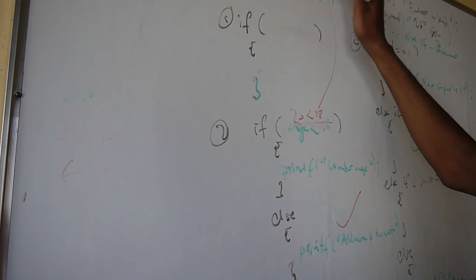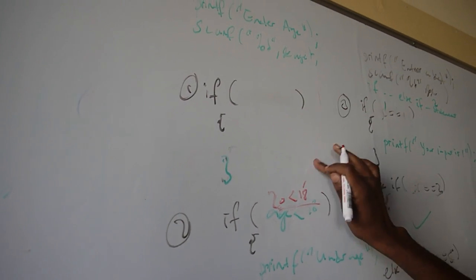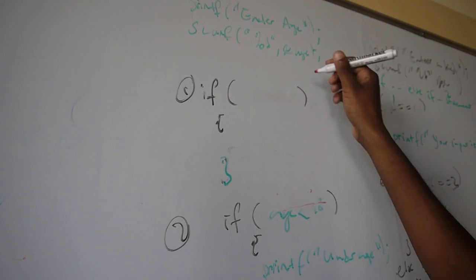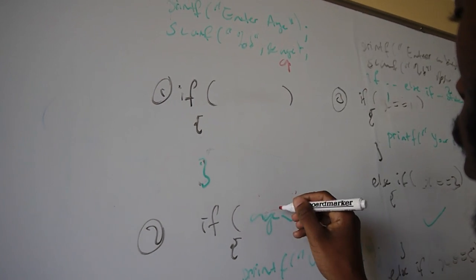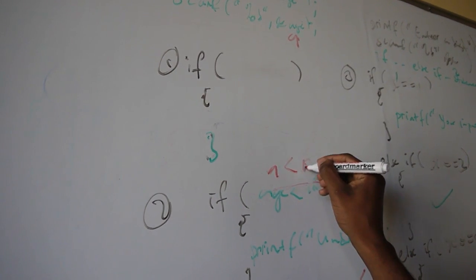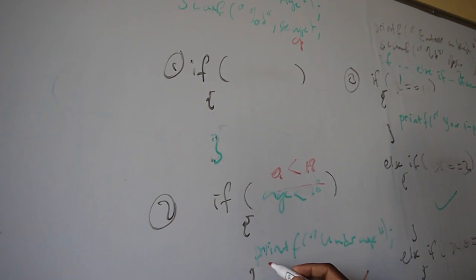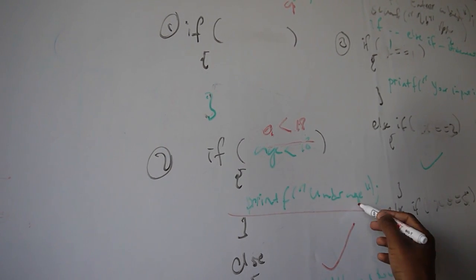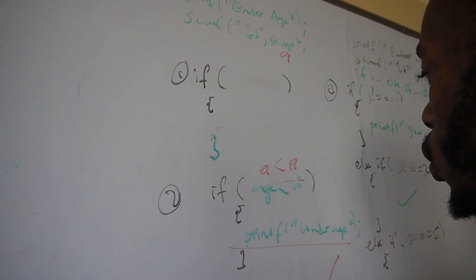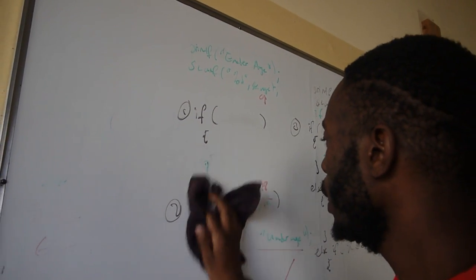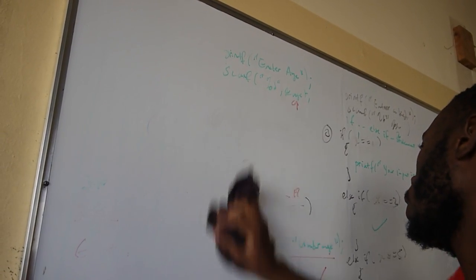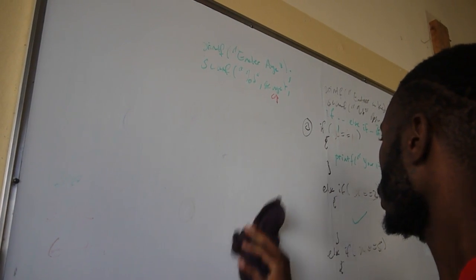But if the user enters maybe 9 years, then 9 is less than 18. So the program is going to execute this part, under age. So that's how we make use of if statements. So we want to move on to the next part.